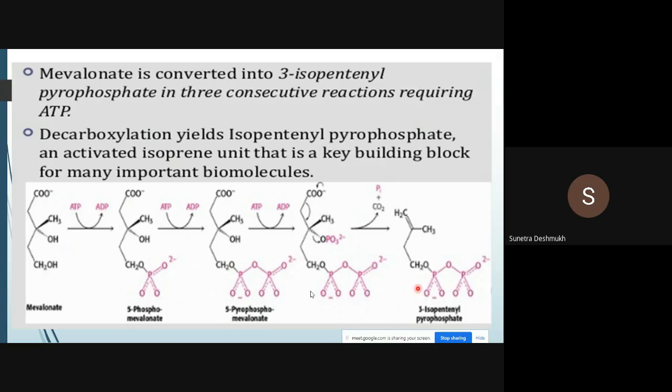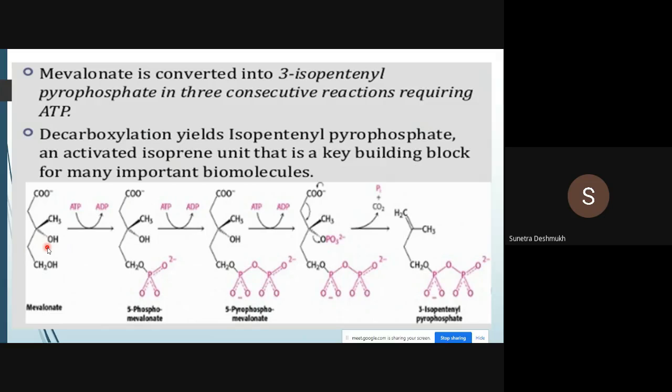So how have we synthesized it? We have taken mevalonate here. Mevalonate is converted into 3-isopentenyl pyrophosphate in three consecutive reactions requiring ATP. ATP is catalyzing the reaction. So pay attention to how mevalonate is converted into isopentenyl pyrophosphate. First we have taken mevalonate on treatment with ATP.